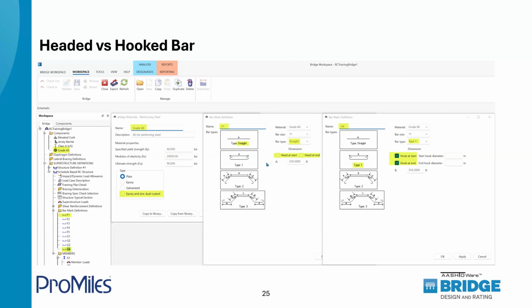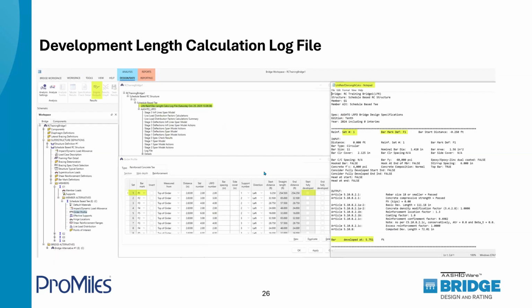Now that input for headed bars can show up in different places depending on the structure type. For RC, that's where it shows up on bar mark definitions, but for other structure types or substructure, it will be an input in a different place, but it will also have, say, head at start or head at the end. Also, we already had the calculations implemented, and they were shown again under engine output in this log file.